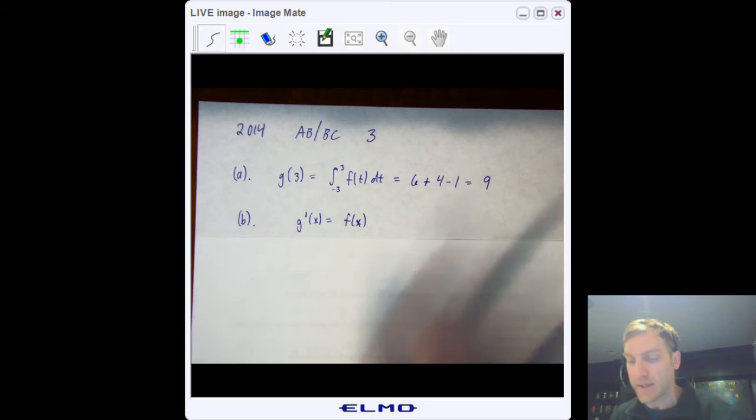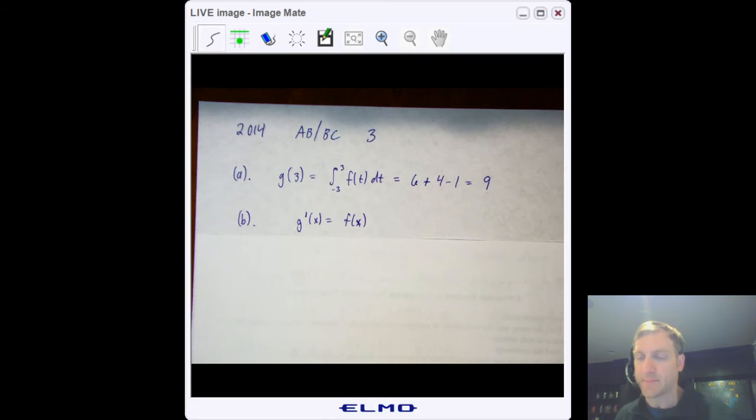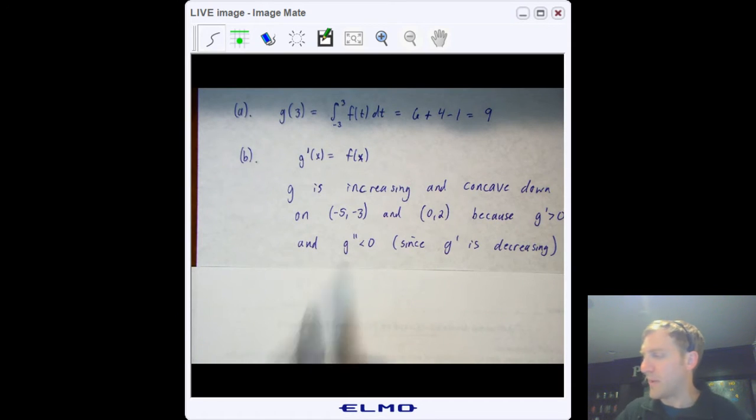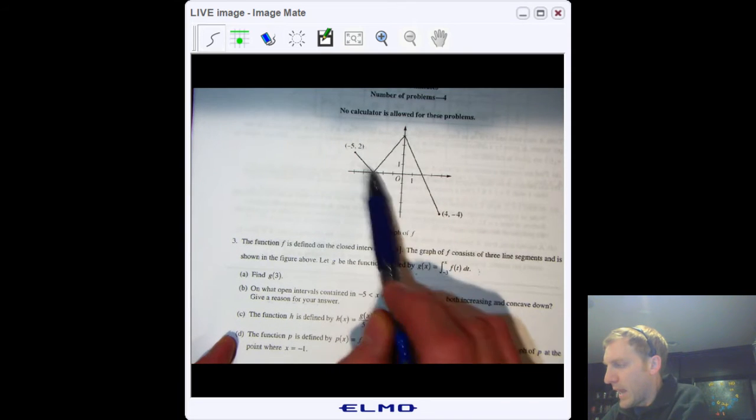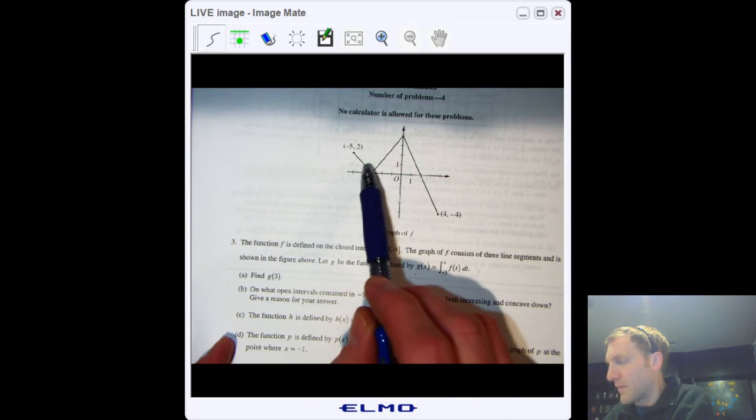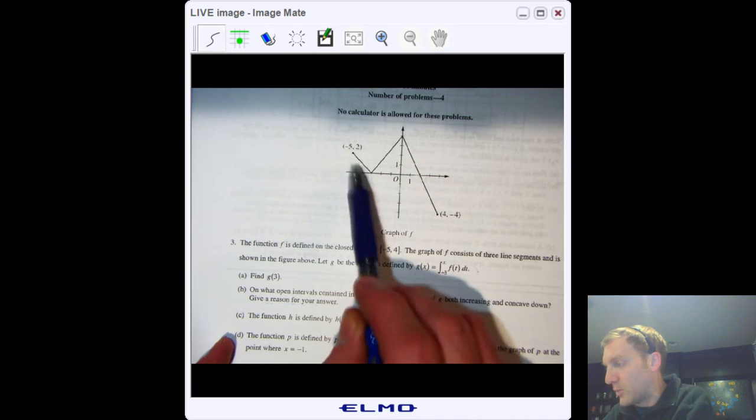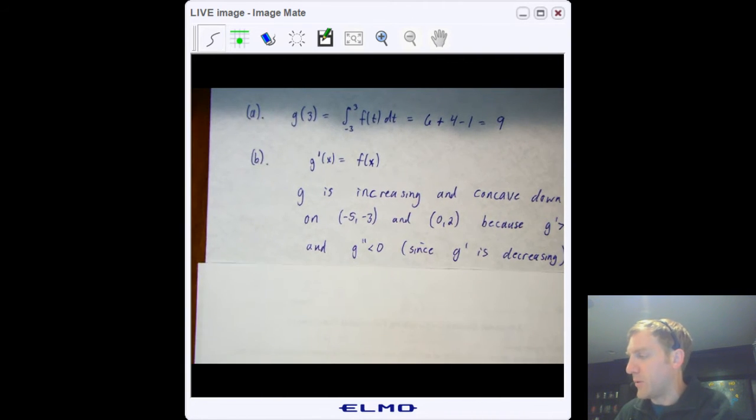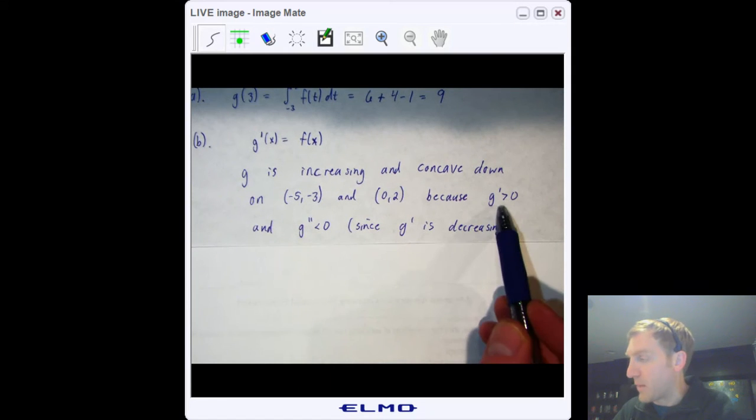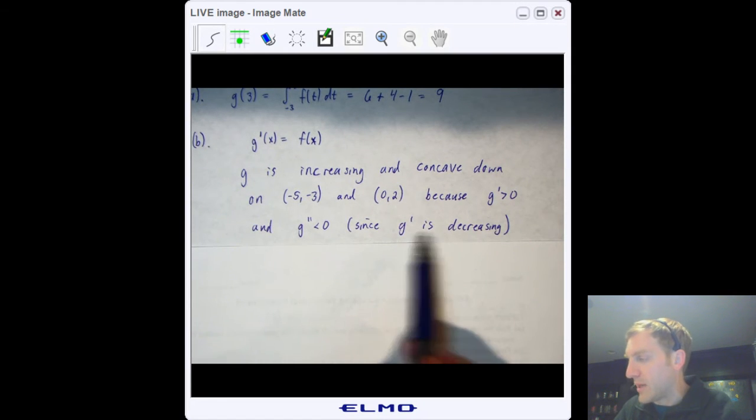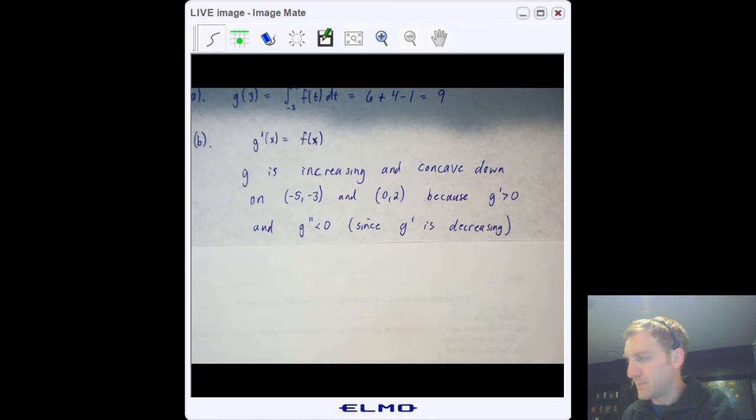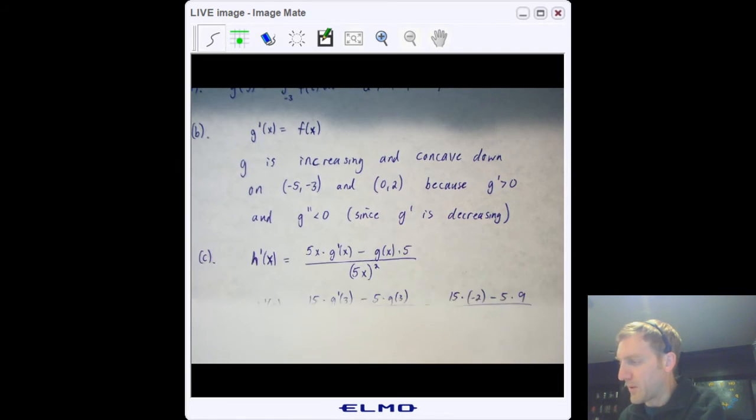And then in your reasoning, we know g is increasing when its derivative is positive and concave down when the second derivative is negative. So the two intervals would be -5 to 3 and 0 to 2, because we want the graph to be positive but have a negative slope. So -5 to 3 and 0 to 2. And you had to say because g prime was positive but also decreasing, which means that its slope, or its derivative, was negative. So that's what I wanted for part B.